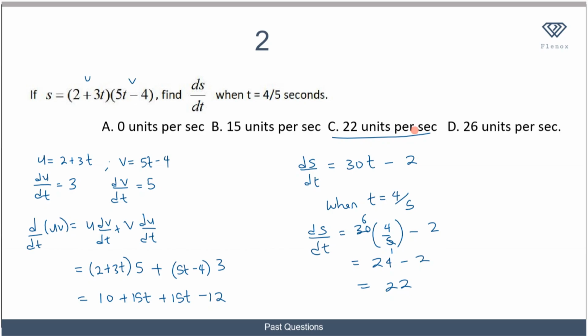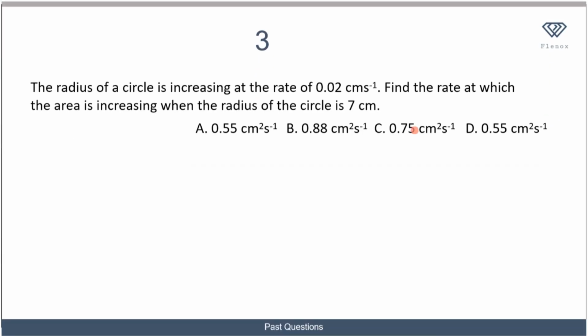So let's move on to the next question. And here we are told that the radius of a circle is increasing at the rate of 0.02 centimeter per second. Find the rate at which the area is increasing when the radius of the circle is 7 centimeter. So we've talked about how to solve questions that are similar to this, and what do we do? We apply the chain rule basically.